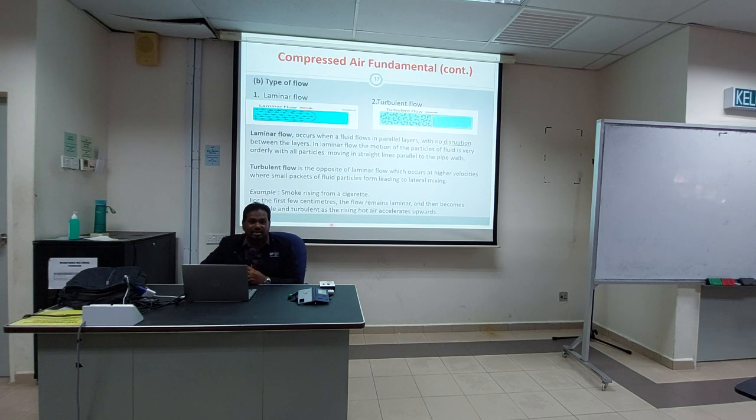So example, I think example yang something familiar for you, smoke rising from a cigarette. Kalau yang merokok tu, so kalau you tube, mula-mula dia laminar. After some time, dia jadi turbulent, dia campur. You pun tak boleh tengok. So you nak buat bubble ke, you nak buat apa bulat ke, so it's up to you. But after some time, it will become, ada whoosh. So whoosh tu maksudnya you buat lah. Okay. So boleh tengok. For first few centimeters, the flow remains laminar. Then after some time dia jadi unstable and turbulent occurs. Okay, so ini adalah dua bentuk.